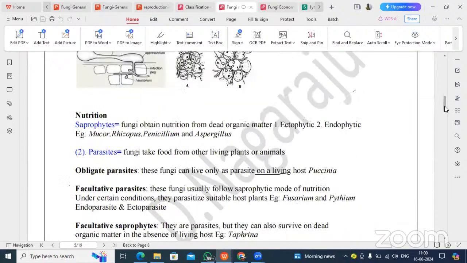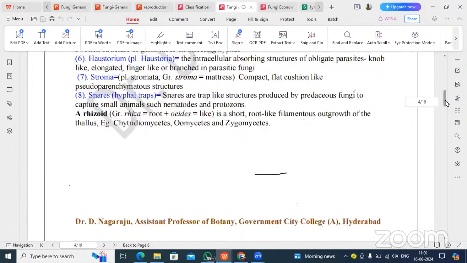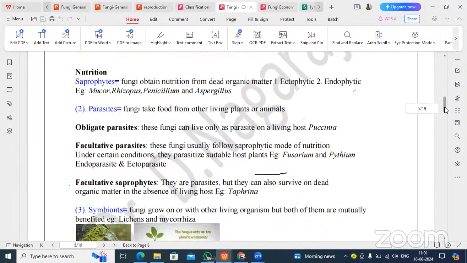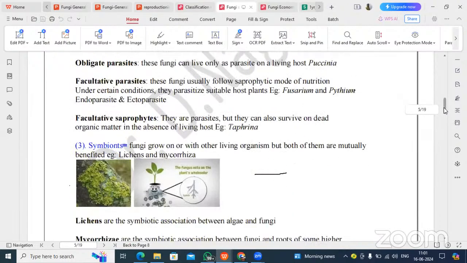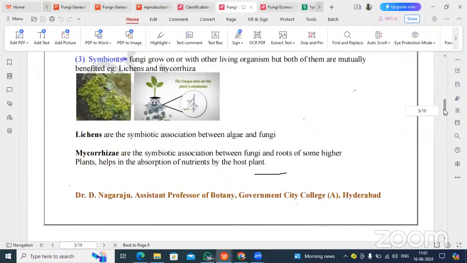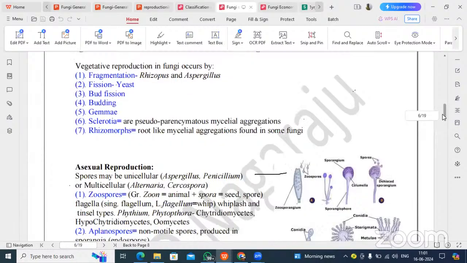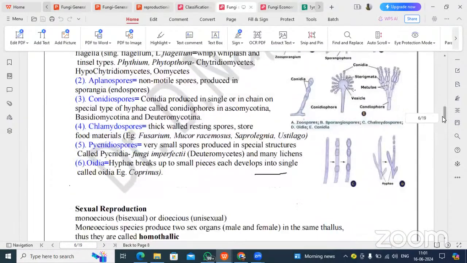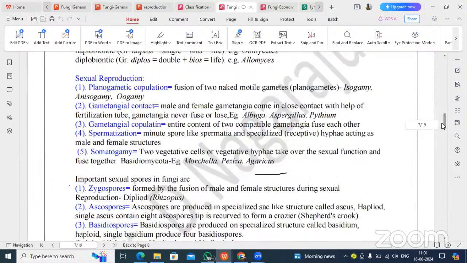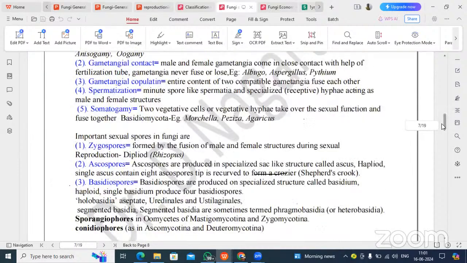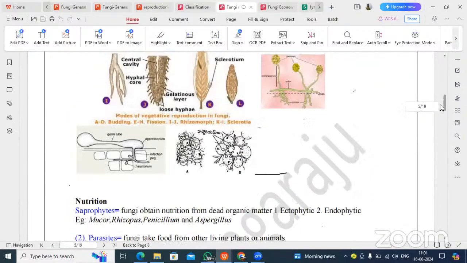That's why if the two opposite strain, plus and minus strain thallus come together, then only sexual reproduction takes place. Then only the fusion takes place. Otherwise, sexual reproduction will not take place. Fusion of the cells, fusion of the cytoplasm or nucleus will not take place. That is called heterothallism. Heterothallism.